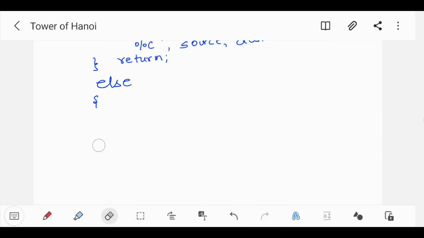So I say else, if it's not the base case, I will make a call to itself, or I will call towers again. But now I understand it's for a lesser number of disks, right? So the number of disks is now n minus 1. I have to shift all those n minus 1 from the source to the auxiliary.